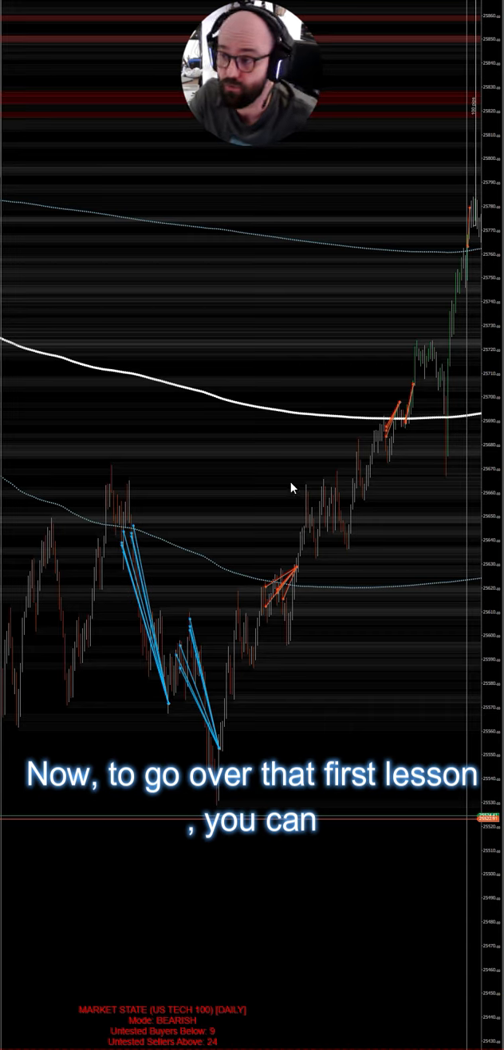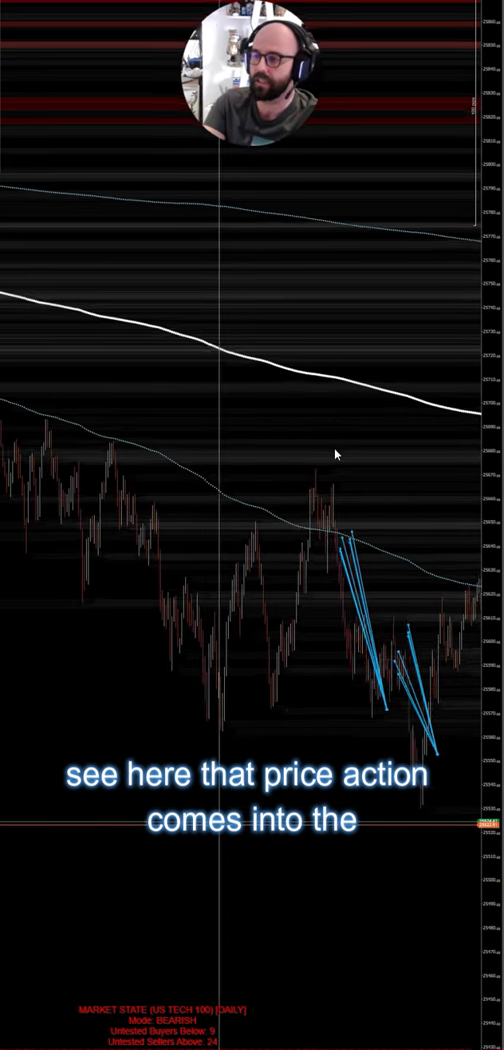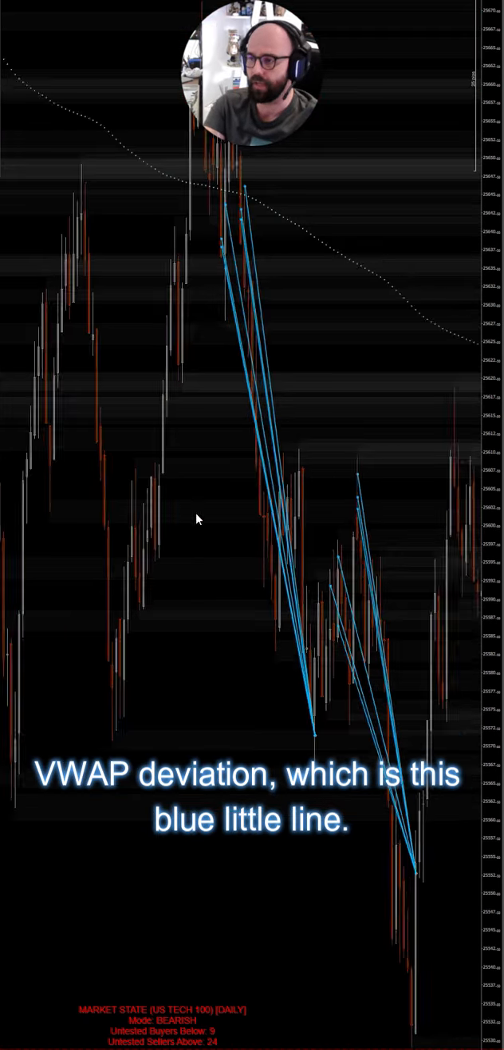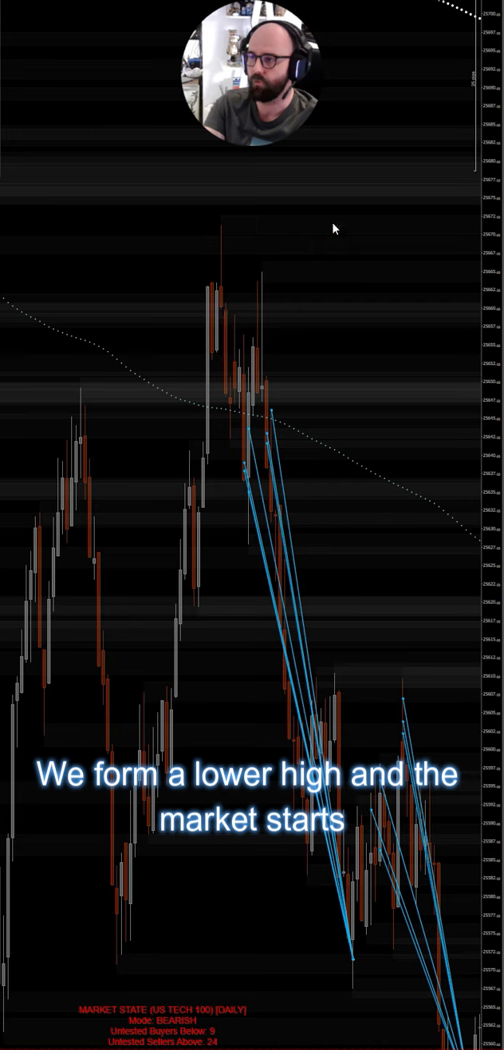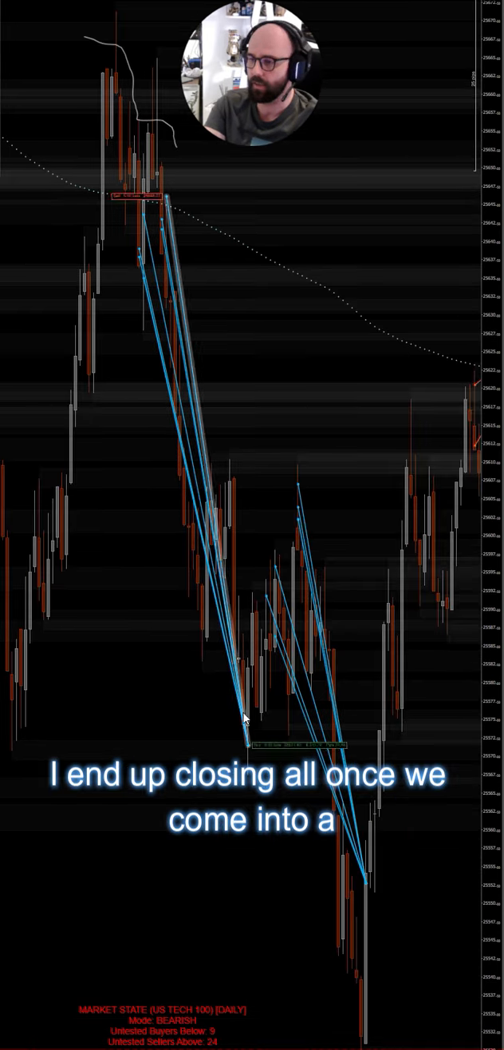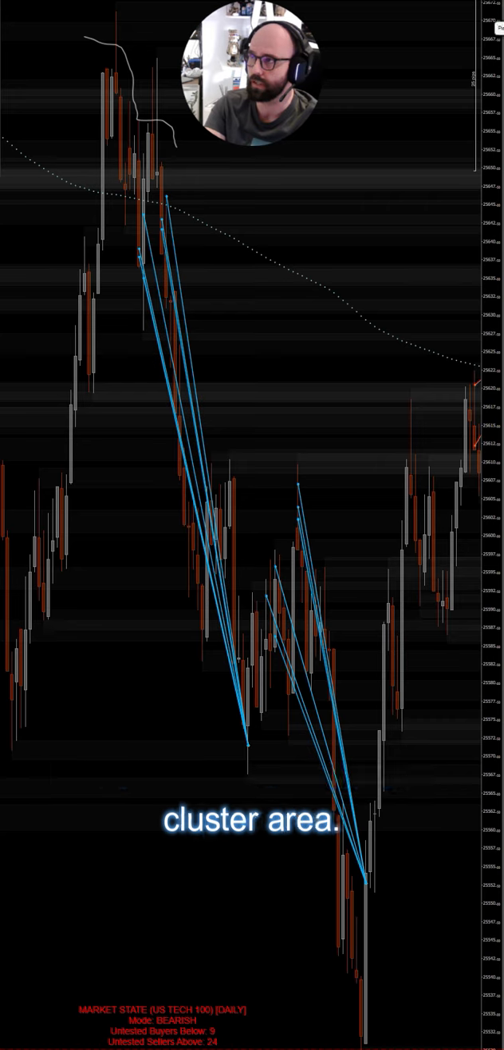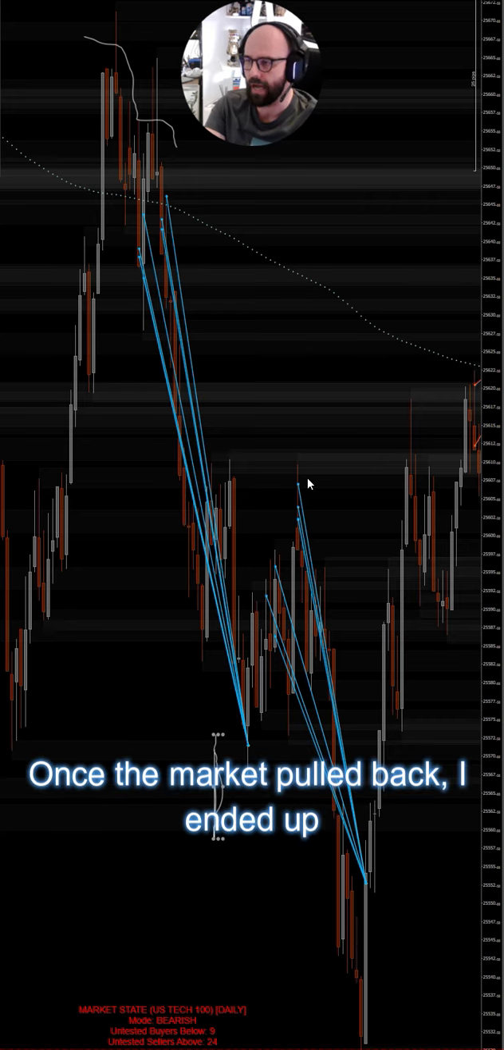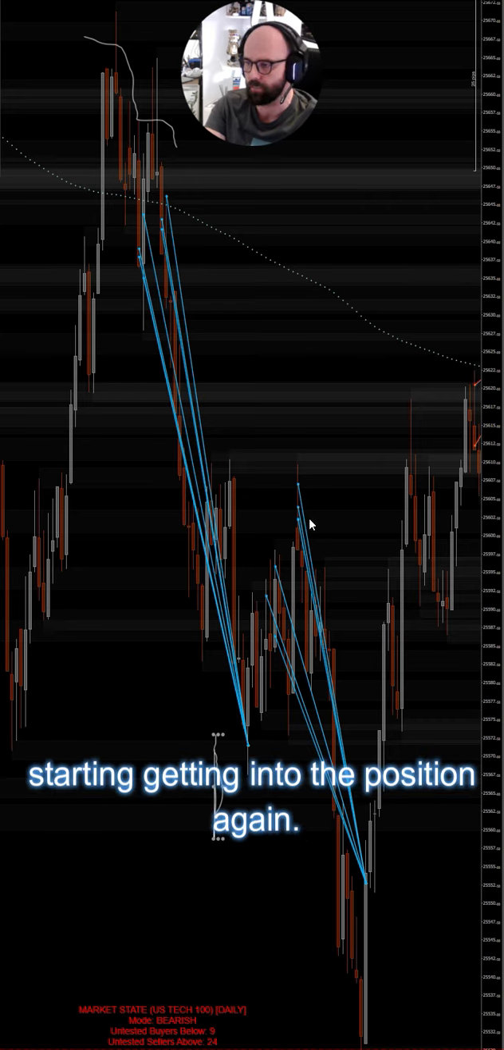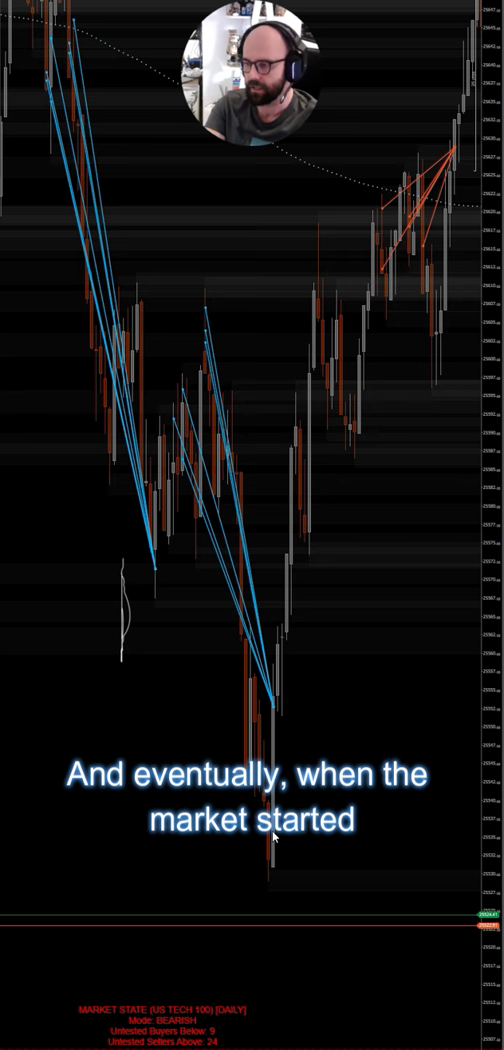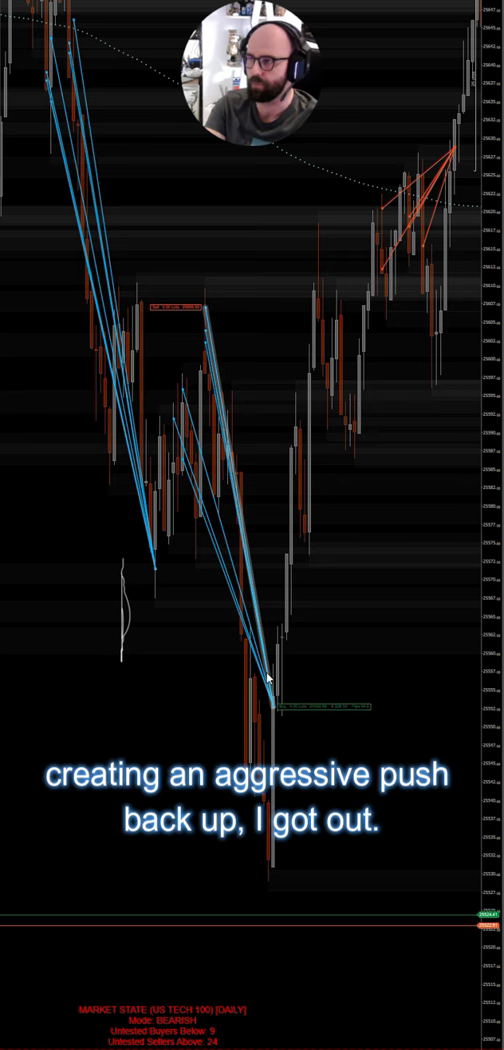Now, to go over that first lesson, you can see here that price action comes into the VWAP deviation, which is this blue little line. We form a lower high and the market starts heading downward. I end up closing all once we come into a cluster area. Once the market pulled back, I ended up getting into the position again, and eventually when the market started creating an aggressive pushback up, I got out.